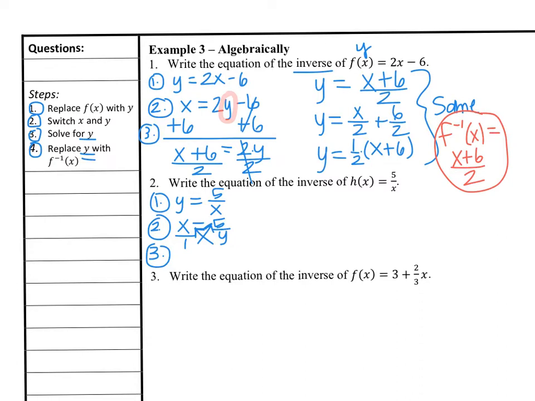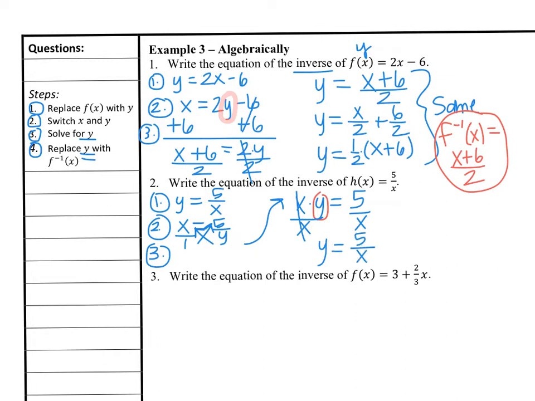But it's just another method. So I'm going to bring it up here, and I'm going to get x times y is equal to 5. 5 times 1 is just 5. So our goal is still to get y by itself. So my last step is to do the opposite of multiply by x and divide by x. So I get y is equal to 5 over x.